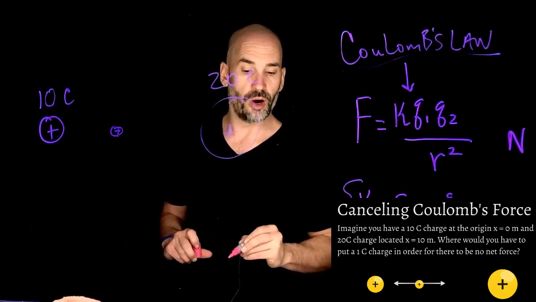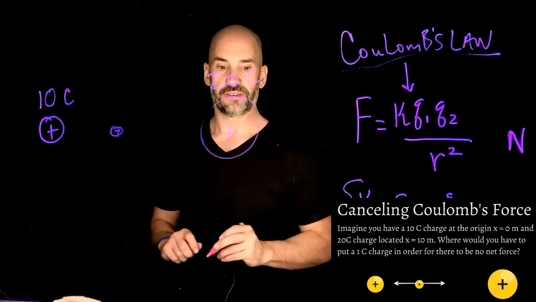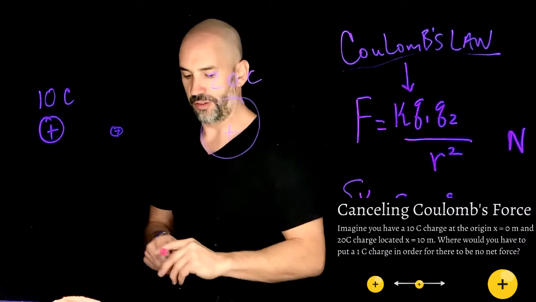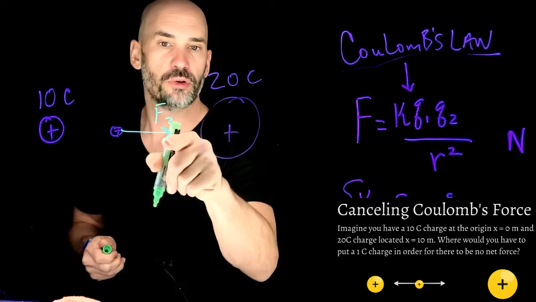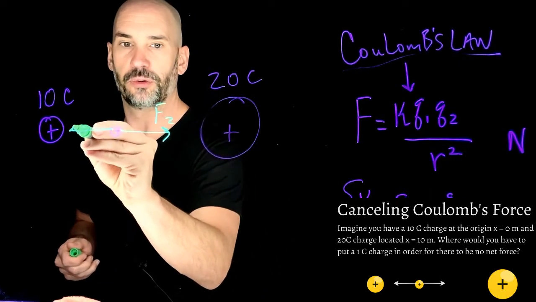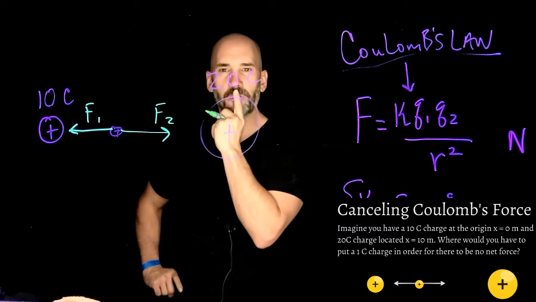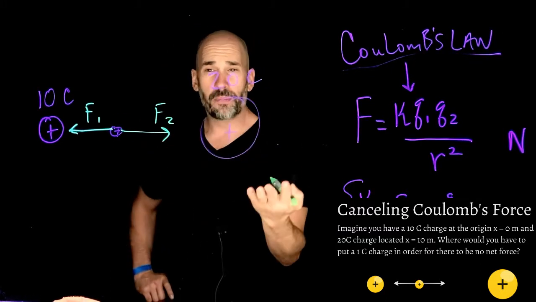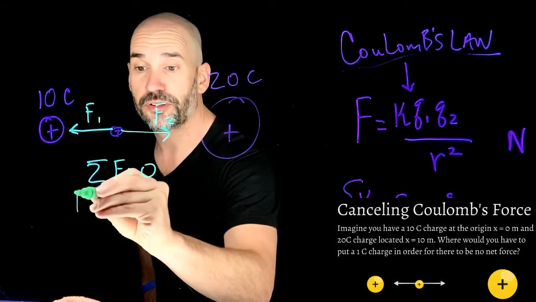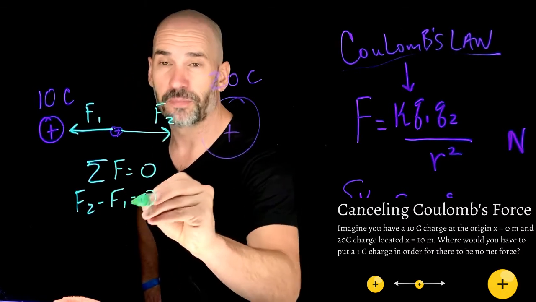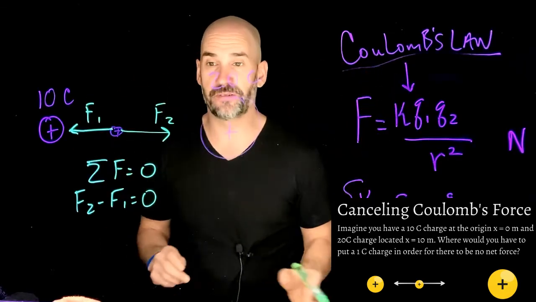Where would you have to put a 1 Coulomb charge in order for there to be no net force? The question is, where would this have to be located so that the force over here, we'll call this force 2 due to this guy, is equal to this force over here due to that particle? How would we solve that? We want balanced forces here. What are balanced forces again? Well, remember, that means the sum of the forces must equal 0, right? Which means F2 minus F1 must equal 0. This is why you learned what you learned last semester. It applies to every different situation in physics where you have a force.